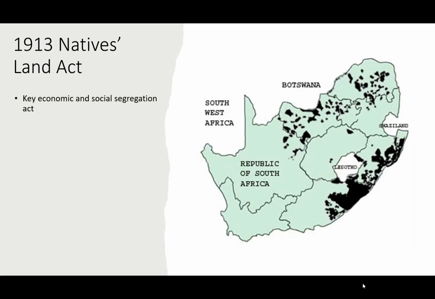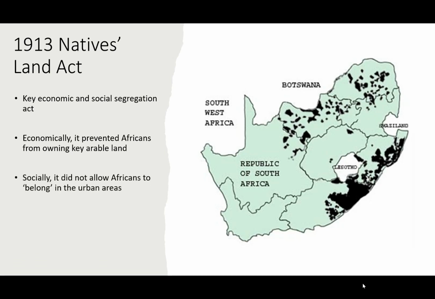The Natives Land Act, this is key economic and social segregation. Economically, it prevented Africans from owning key arable land. This is actually still something that's discussed today about Afrikaners, land redistribution, fears. All of these things are rooted here. Socially, it did not allow Africans to belong to the urban areas. So Africans could not own land, and they were not allowed to reside or own homes in Cape Town and Johannesburg.